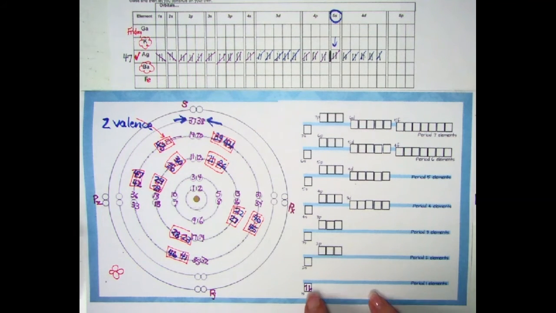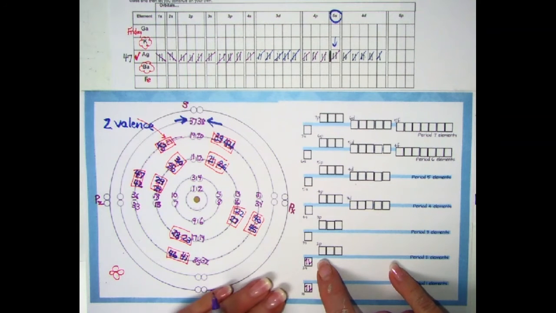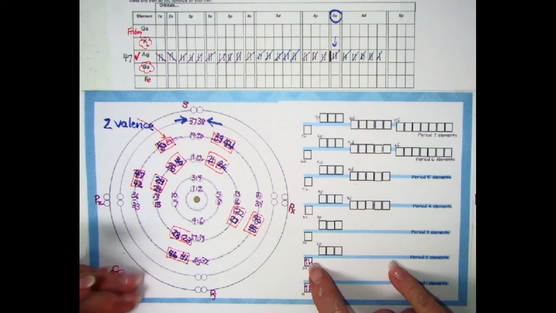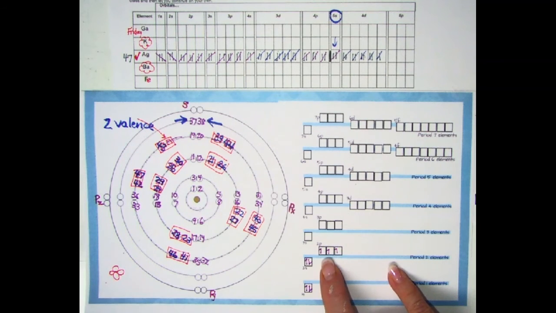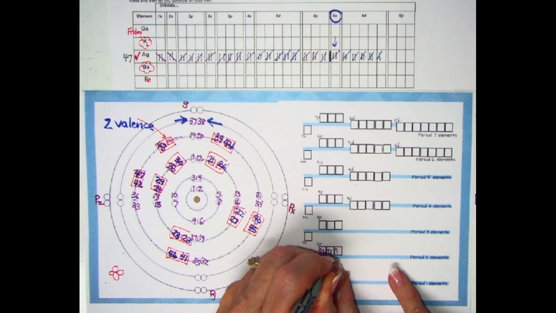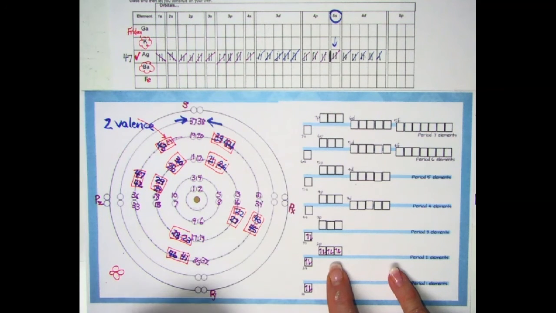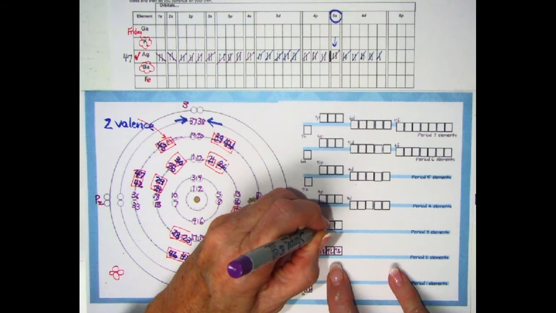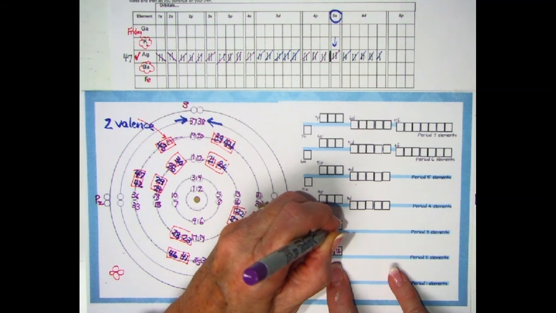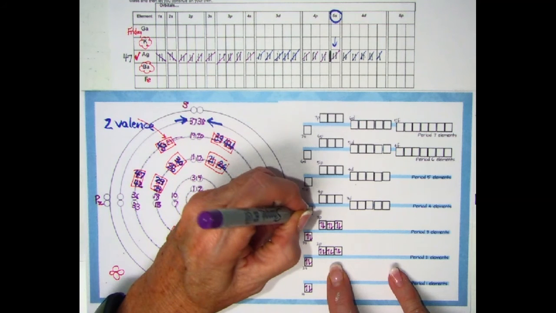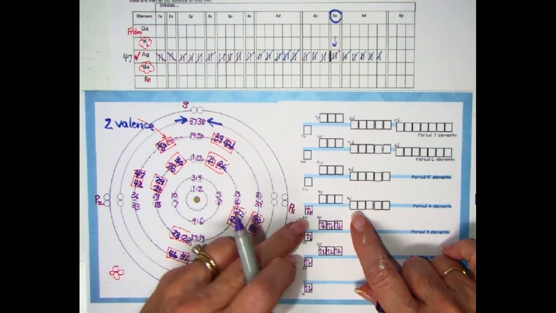So there's 1, 2, 3, 4. I'm not even going to worry about this. I'm just going to start counting. I've got to get up to 47. There's 4, 5, 6, 7, 8, 9, 10, 11, 12, 13, 14, 15, 16, 17, 18, 19, 20. Here comes our 3Ds after our 20.